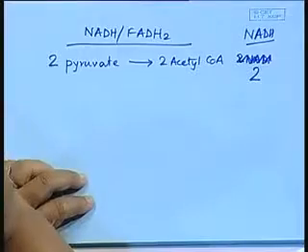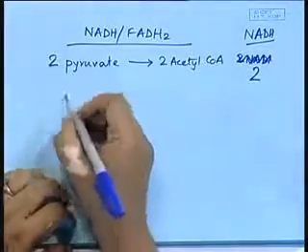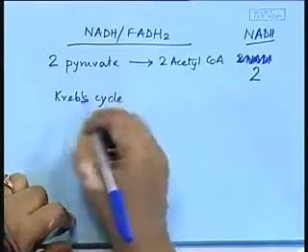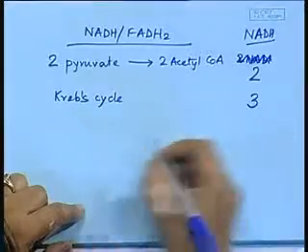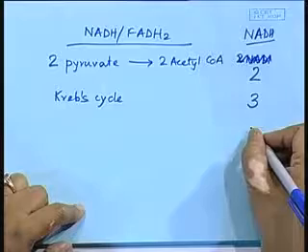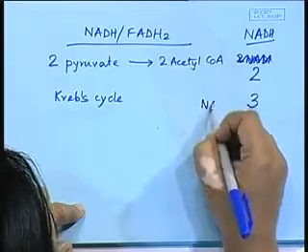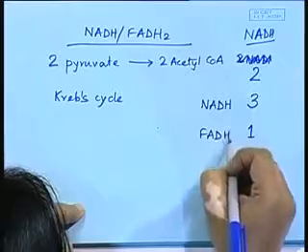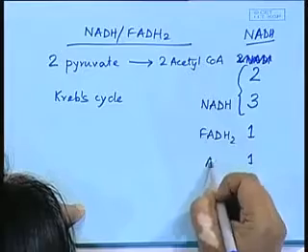Then in our other steps, we considered how many NADH we finally get in the Krebs cycle. I am not writing the steps. The Krebs cycle or the TCA cycle gives us 3 NADH. Then FADH2, we have 1 FADH2. So this is for NADH, this is 1 FADH2 and 1 ATP.